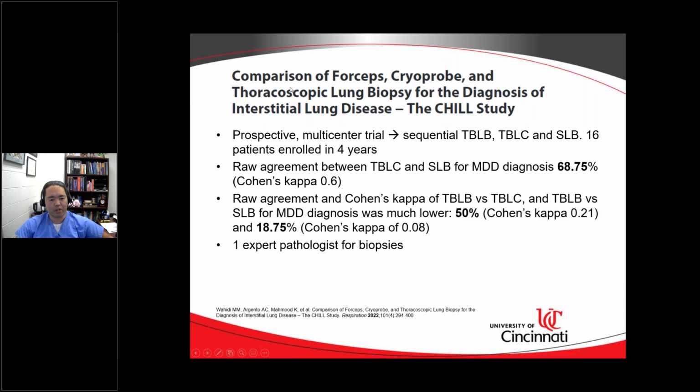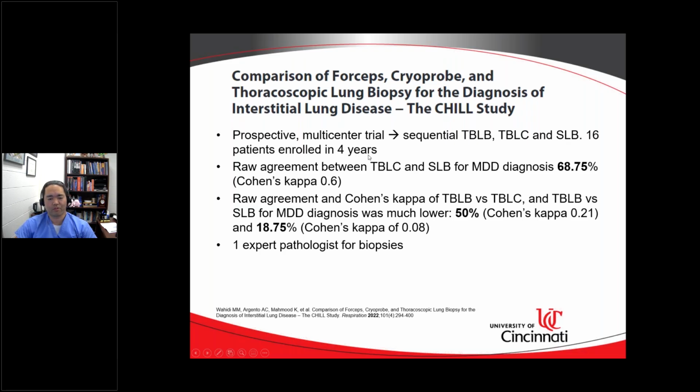The CHILL study is a comparison of transbronchial lung biopsies, cryobiopsies, and VATS biopsies for diagnosis of ILD in the same patient. Imagine that, right? It was a prospective multicenter trial where they did sequential transbronchial lung biopsies, cryobiopsies, and surgical lung biopsies. It was so hard that, imagine, they had only 16 patients enrolled in 4 years.